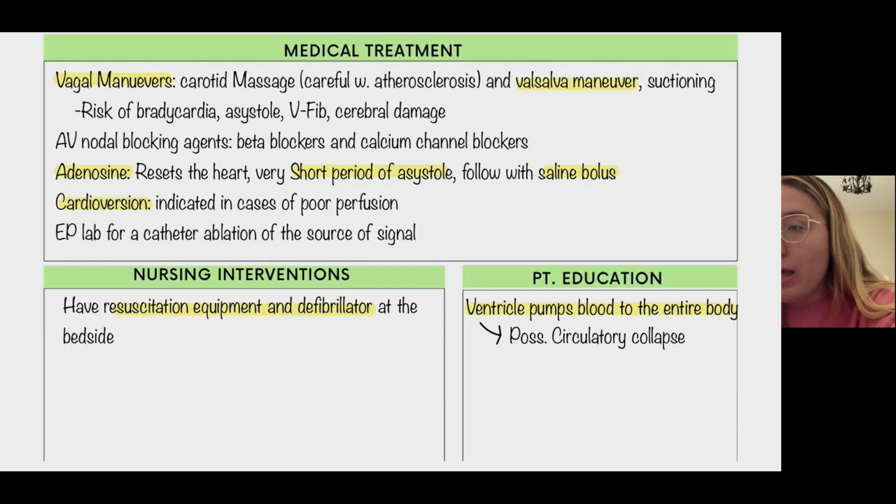Cardioversion can also help. That's where they're under conscious sedation, and we're shocking the heart a little bit.